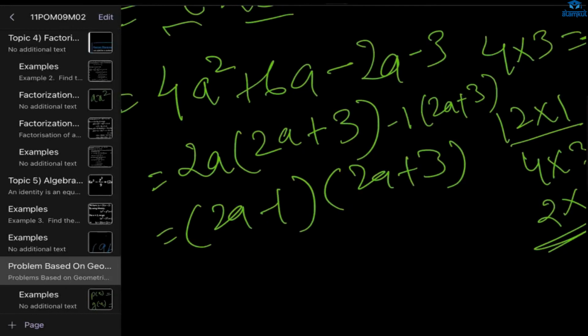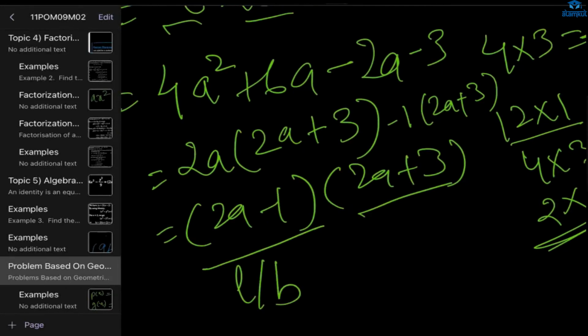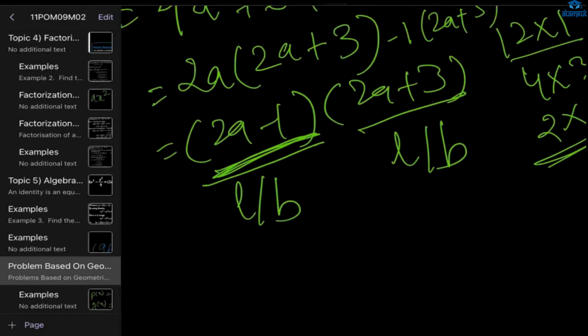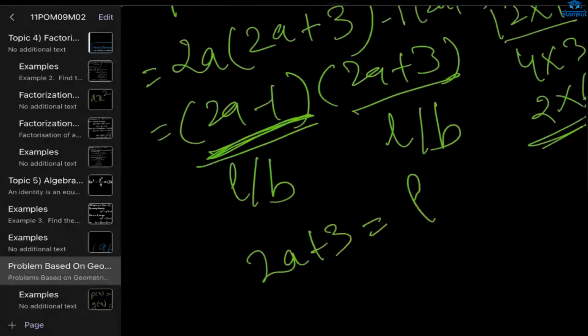Okay, so either this will be length or breadth. If this is the value of length, from one method we can find the length. Length is bigger than breadth, so the one which is bigger will be the length. In that way, 2a plus 3 will be equal to length, and 2a minus 1 is equal to breadth. Okay, everybody understood?